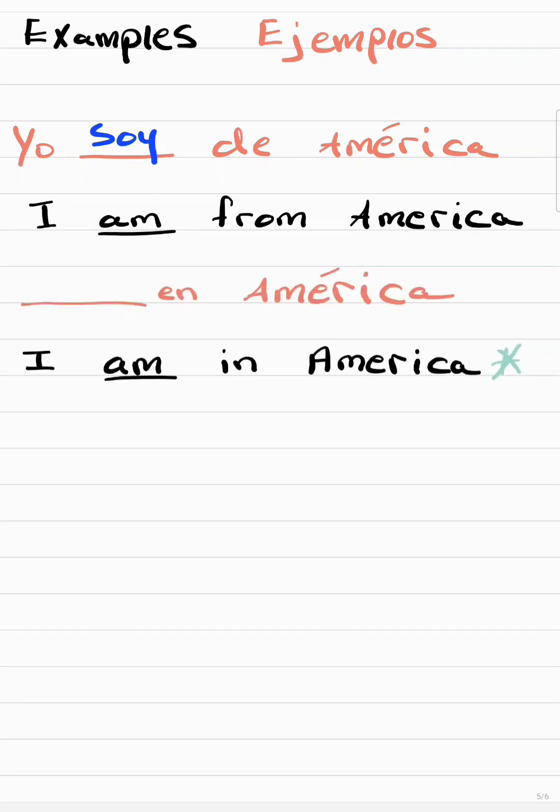Now, what if you are currently in America? Well, two things about this. Spanish is a pro-drop language, and we'll talk about that more later, but simply said, you don't need the pronoun. You can just drop it, and it's understood because most of them are separated so much by conjugation. So soy only belongs to yo. But if I am in America, that would be estar because it's a location. It'd be estoy en América.